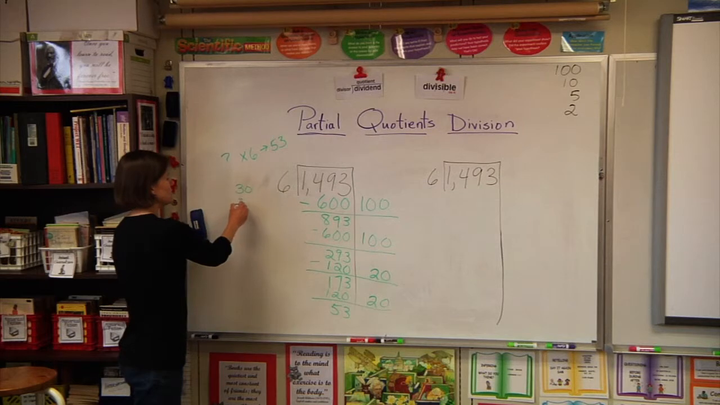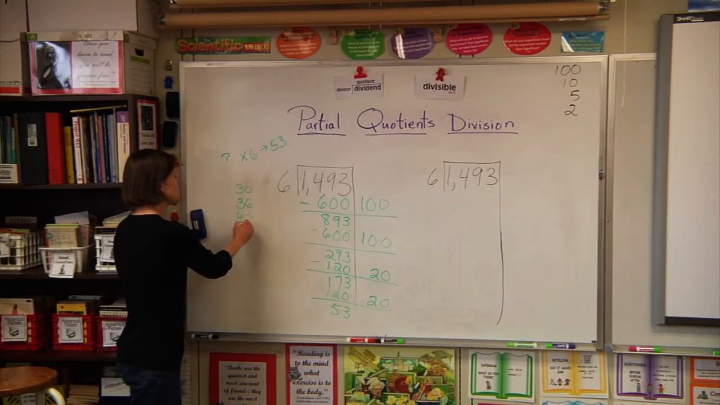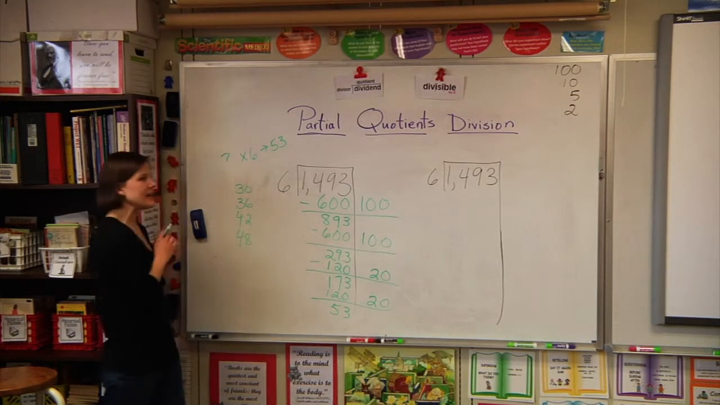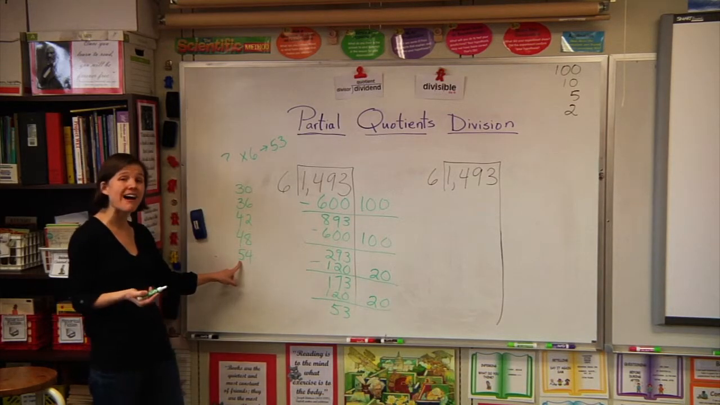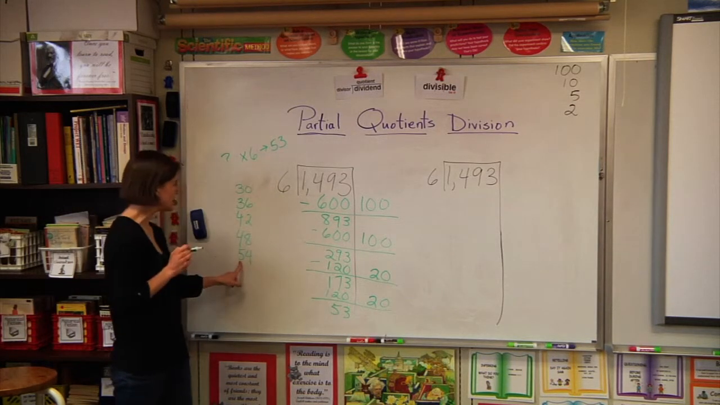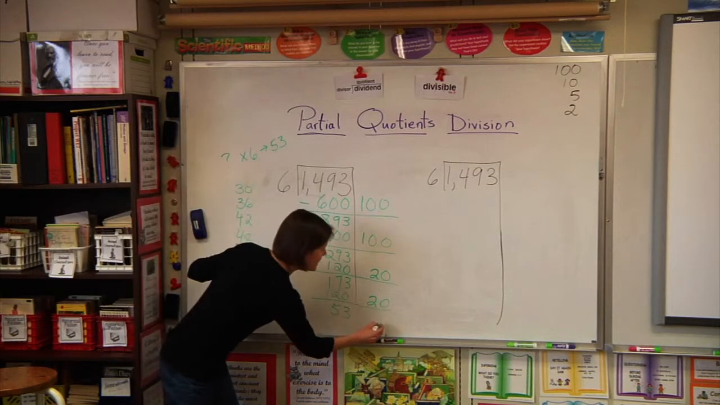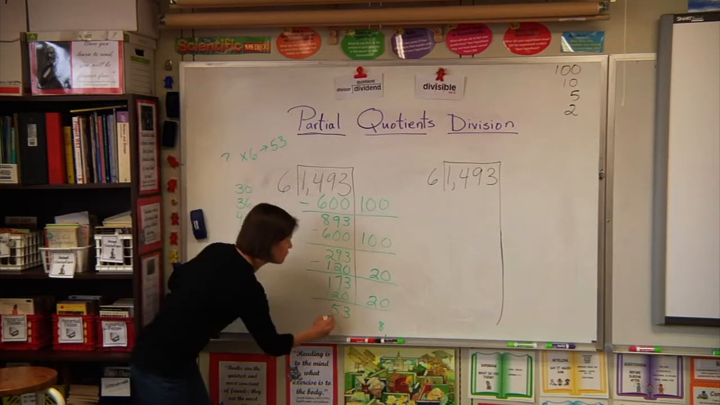6 times 6 is 36. 6 times 7 is 42. 6 times 8 is 48. And 6 times 9 is 54. 54 is too high, so I can't give out 9 to each of those 6 people, but I can give out 8. If I give out 8 to each of those 6 people, then I've given out a total of 48.